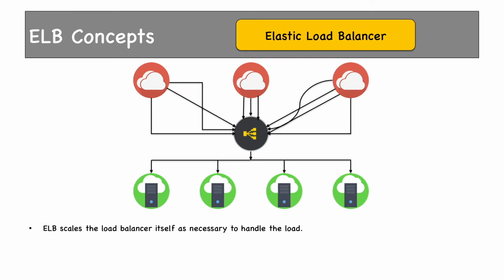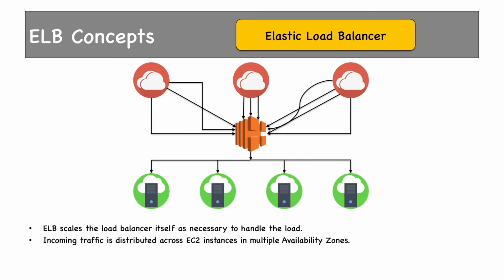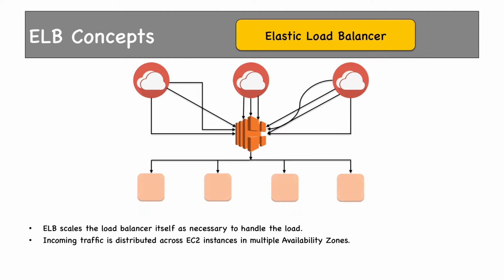Elastic load balancer scales the load balancer itself as necessary to handle the load. So here we place an elastic load balancer, which takes the load of all incoming traffic. Incoming traffic is distributed across EC2 instances in multiple AZs. Instead of normal servers, we have EC2 instances in AWS.